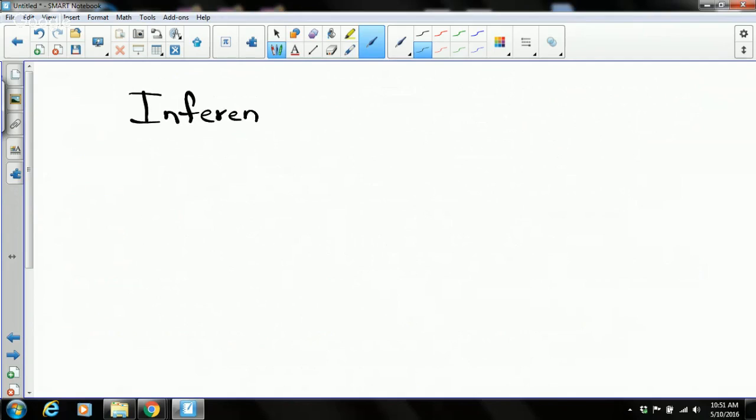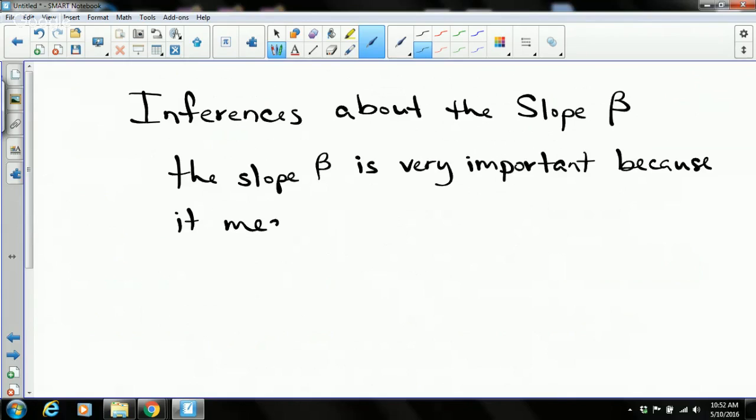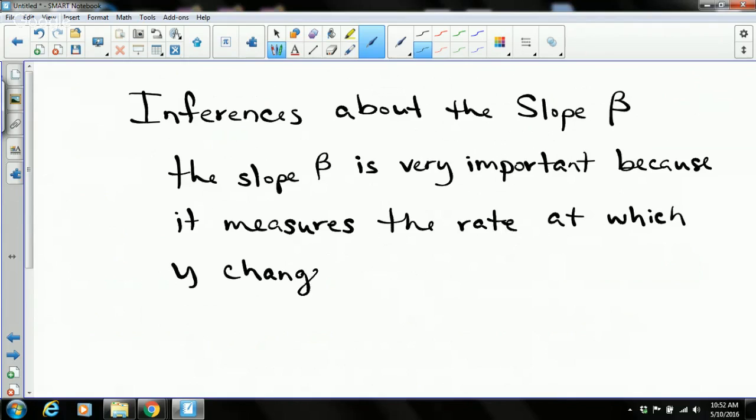Inferences about the slope beta. The slope, or beta, is very important because it measures the rate at which Y changes per unit change in X.